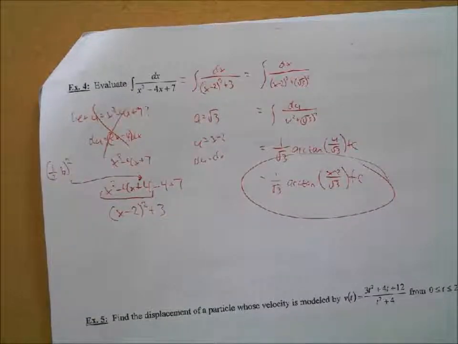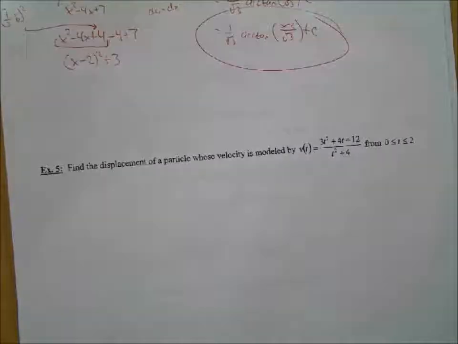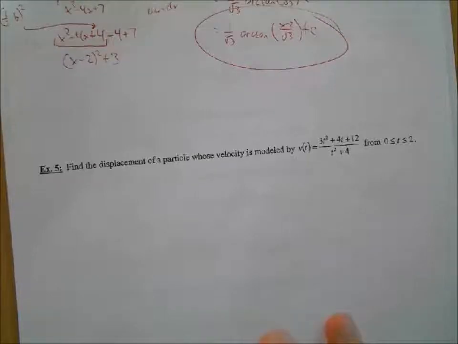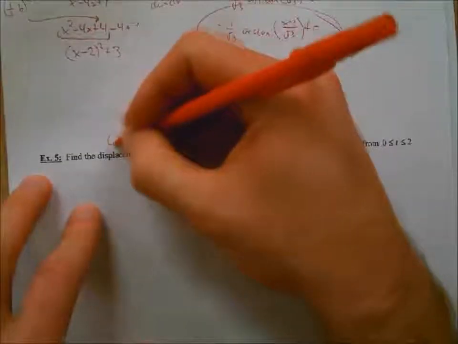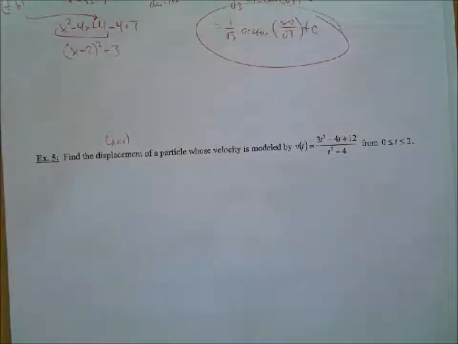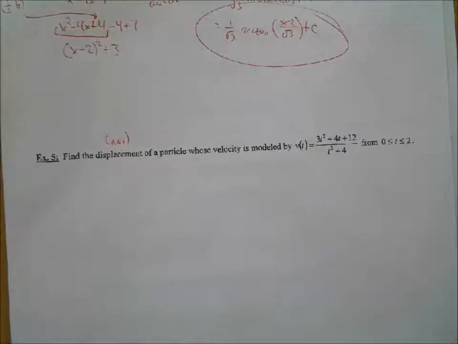All right, next problem here. Fun stuff, example 5. Find the displacement, in other words, the net displacement, of a particle whose velocity is modeled by v of t equal to that. How do we find net displacement of a particle given the velocity? We don't. We give up. Drop the class. Sounds about right.